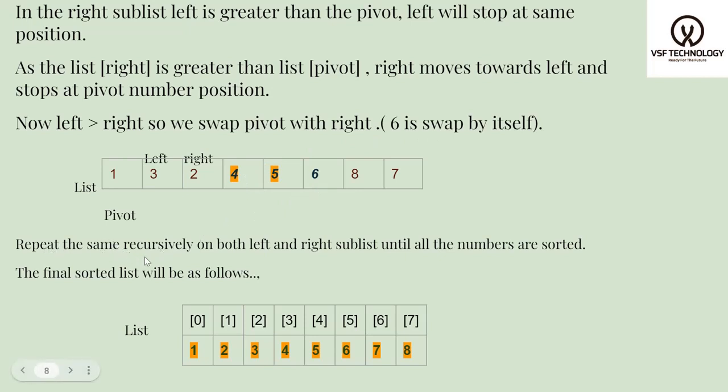Repeat the same recursively on both the left and right sublists until all the numbers are sorted. The final sorted list will be as follows.